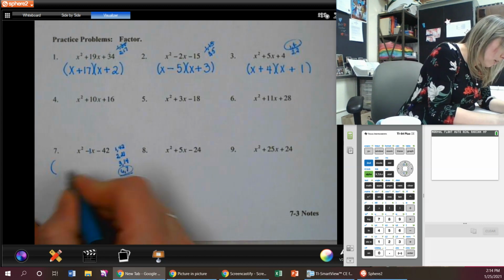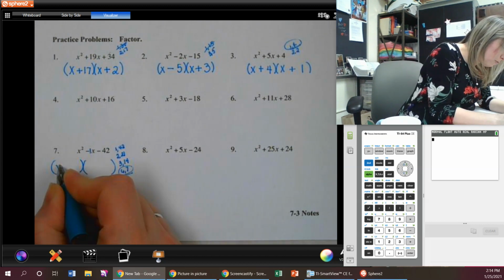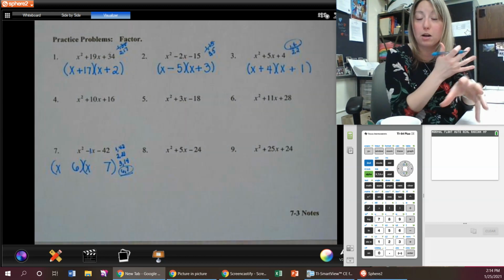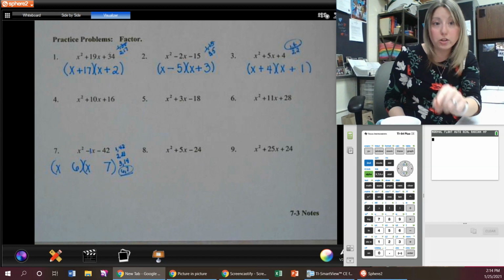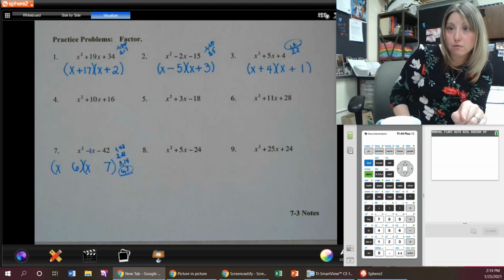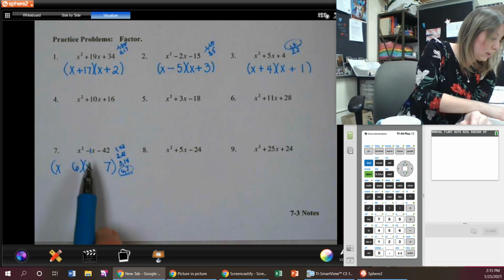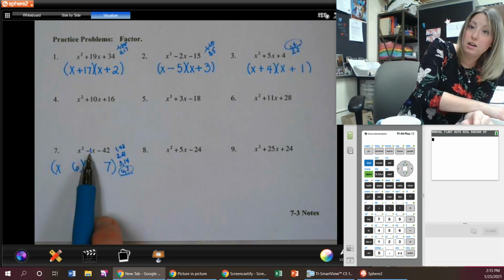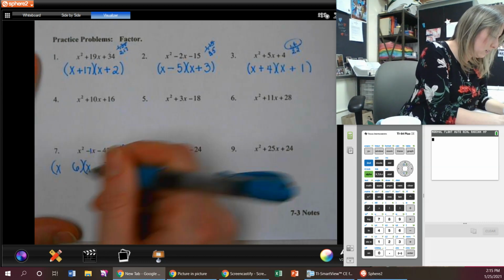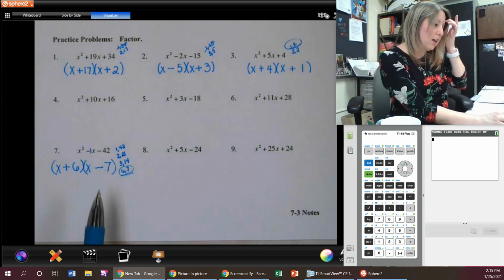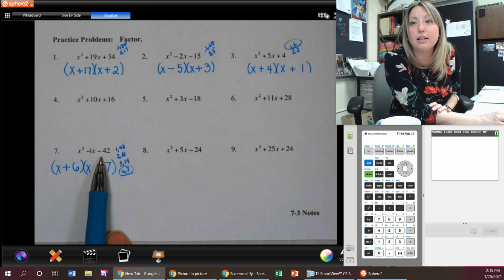So my empty sets of parentheses, x's in the front, 6 and 7 in the binomials. Doesn't matter in the front or back, but what does matter is who gets what sign. And who's the bigger factor out of 6 and 7? 7. So 7 has to have the same sign as your B term. That's a minus. That means 6 has to have the opposite sign because they multiply together to give me -42.